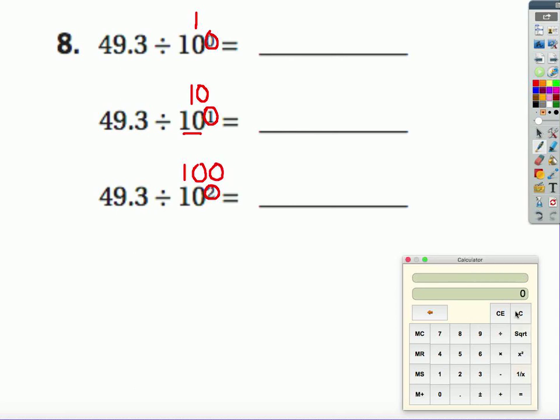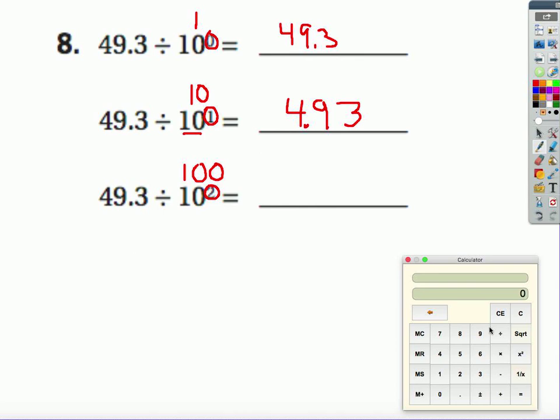So now if I divide, it's the same rules. 49 and 3/10 divided by 1 is going to stay 49 and 3/10. 49 and 3/10 divided by 10 means it's going to move one spot to the left. So 4.93. Notice the digits didn't change, just the decimal did.